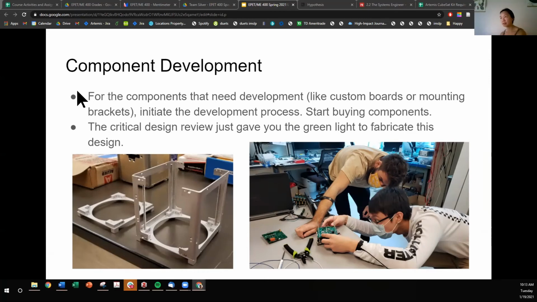Component development. For the components that need development, like custom boards or mounting brackets, initiate the development process. Start buying components. The critical design review just gave you the green light to fabricate this design. So at this point, you have dedicated funds to a design.